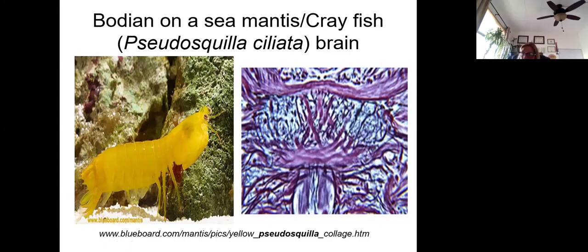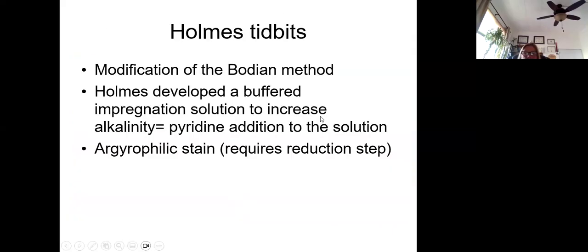And all of the studies, in terms of developing brain stains were done on our crawfish. So then we have the Holmes. The Holmes is a modification of the Bodian method. Okay, that's all it is. It's a derivative. Holmes developed a buffered impregnation solution. And it increases the alkalinity.